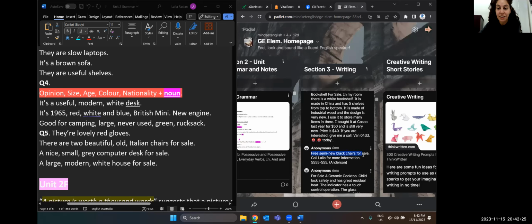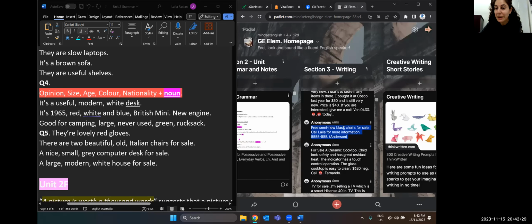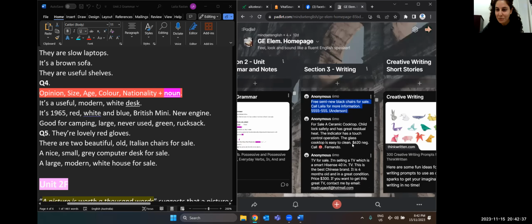Someone has something for free. Anderson, he said a free semi-new black chairs for sale. And he put my name and then he put my number. So one more is a cooktop. So where you cook your food. Fernando writes, for sale, a ceramic cooktop. So you can put that word for sale at the beginning or after your noun. Child lock safety and has great residual heat.